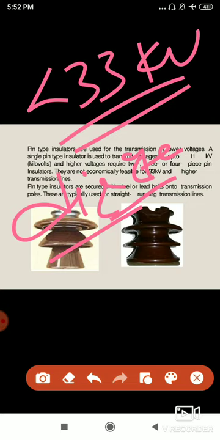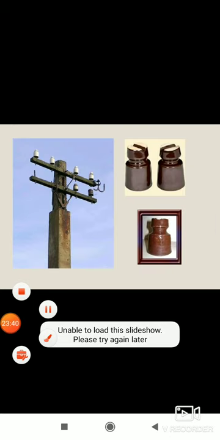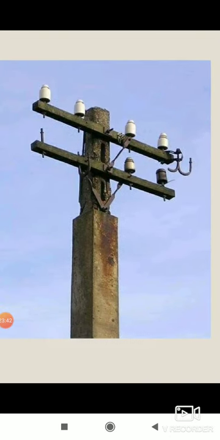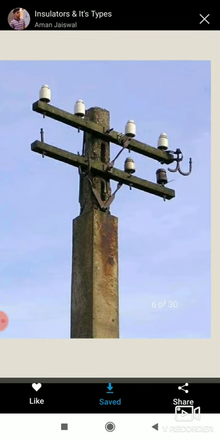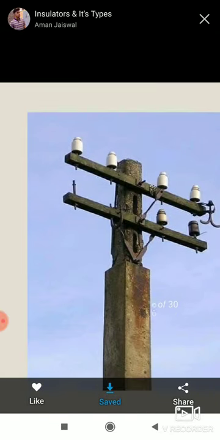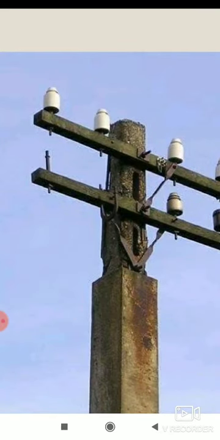Alright, so what are the insulators that can be used for less than 33 kV? That is nothing but the pin type insulator. What are the insulators that can be used in a distribution system? That is nothing but the pin type insulators, right? How are the pin type insulators connected? These insulators are connected to the cross arm, and that is connected to the pole. Like this fashion, these type of insulators are connected.